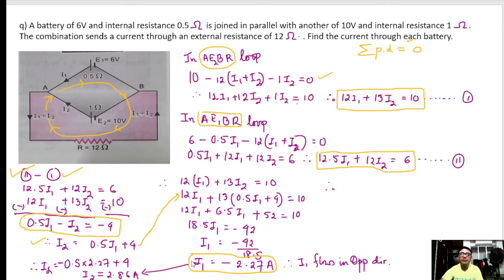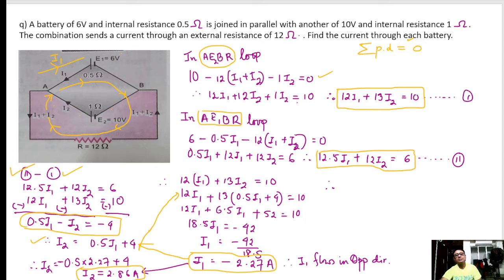we are getting I1 as minus 2.727 ampere. That means we have taken I1 in this direction, so it is actually coming negative. That means we should have taken I1 in this direction. It has come opposite. Now putting the value of I1 again in this relation, we can calculate the value of I2. It has come positive. That means our assumed direction was correct.